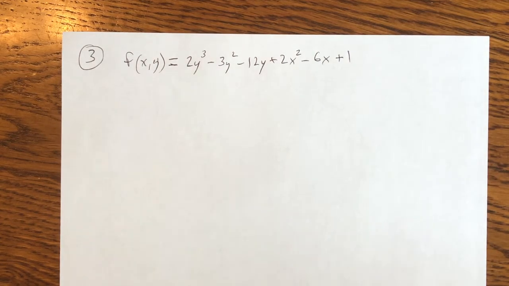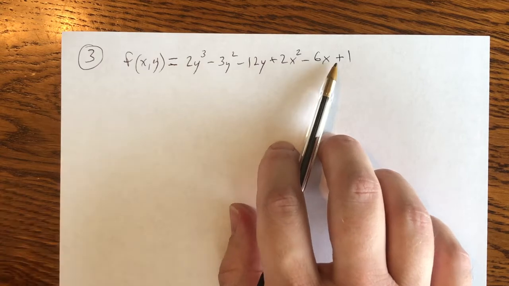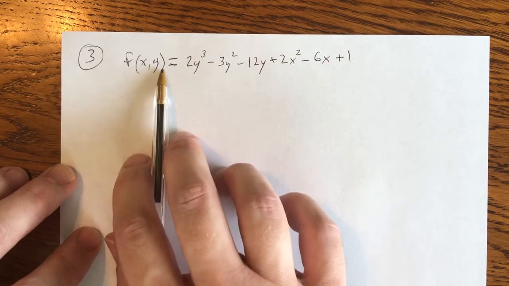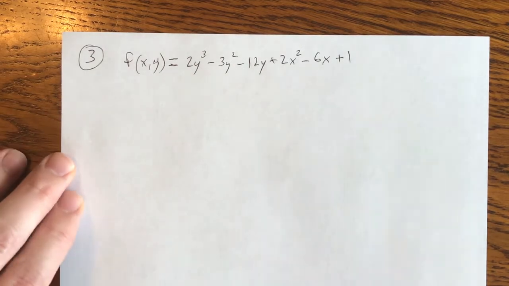Example number 3, same process. As you can see though, this is a little bit larger two-variable function, so it's probably going to be more involved. All right, let's go ahead and get going.